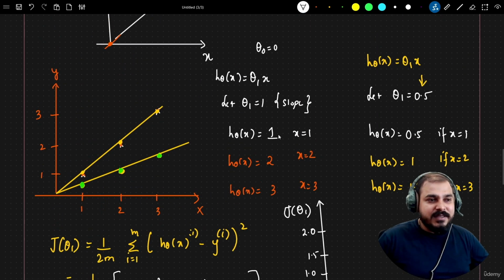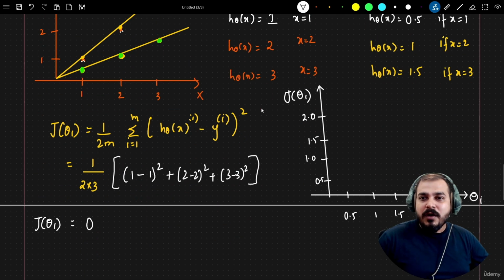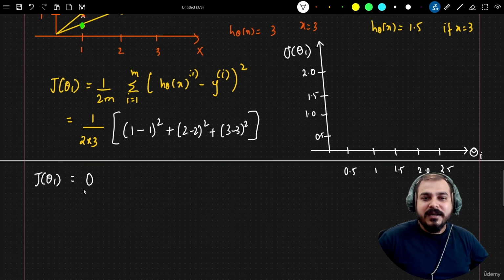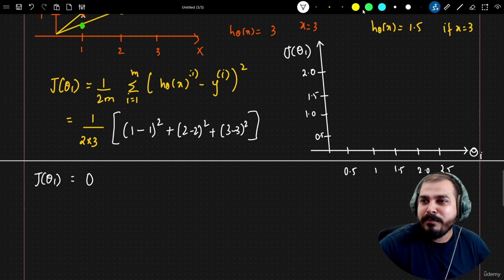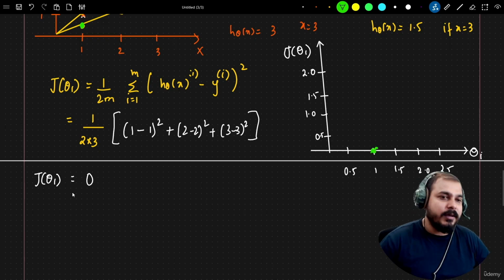Now in the first case, when my theta 1 was 1, what was my j of theta 1 in this particular case? It is 0. So I am just going to plot this particular point. When my theta 1 was 1, you can see my j of theta was 0. So I'm plotting it somewhere here. This is my first point that I have got.